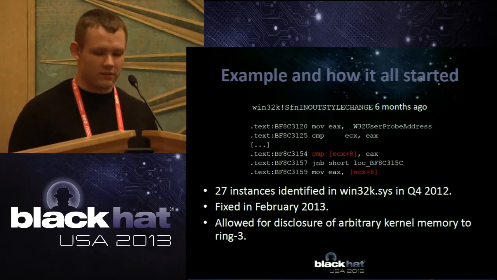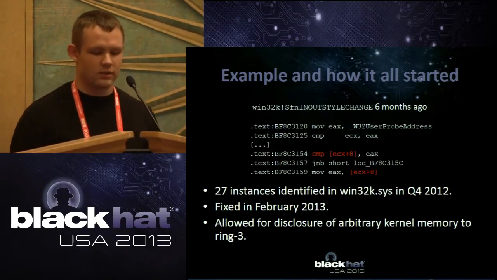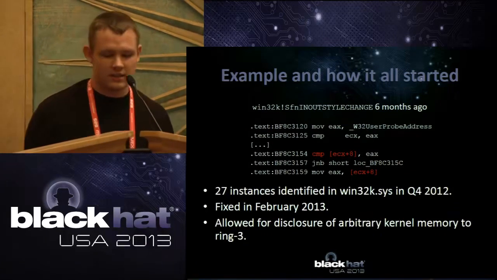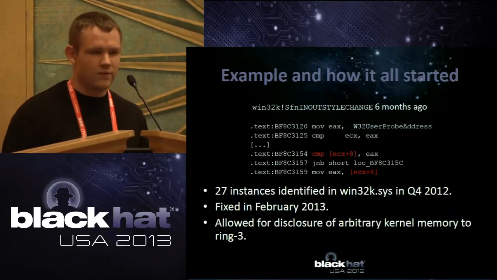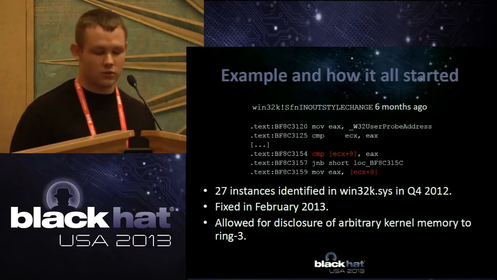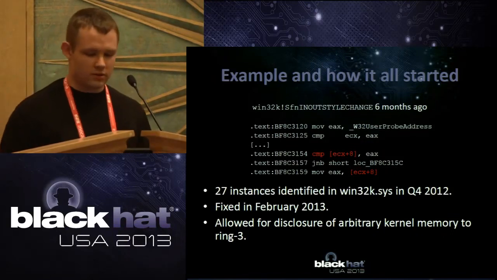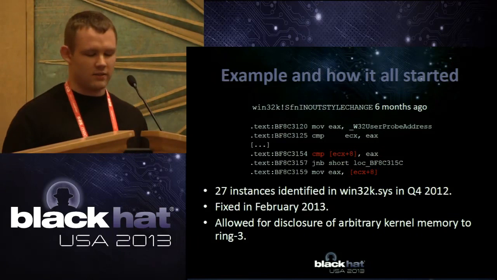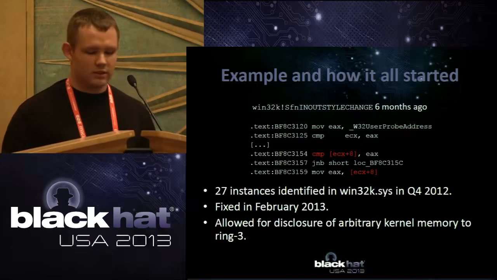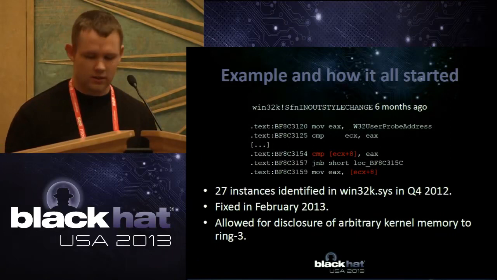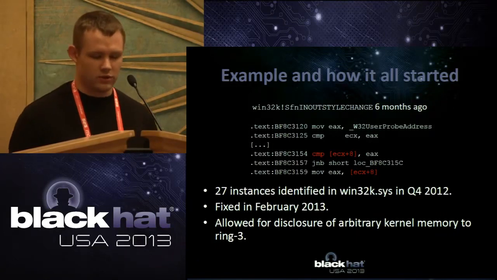When we performed some variant analysis over it, we found out that there were 26 different instances of the very same bug all over Win32k. We found this in Q4 of 2012, and we reported this to Microsoft immediately, and they fixed it in February this year, along with some other bugs. This particular vulnerability allowed us to read any memory within the kernel address space. So this was an information disclosure vulnerability.